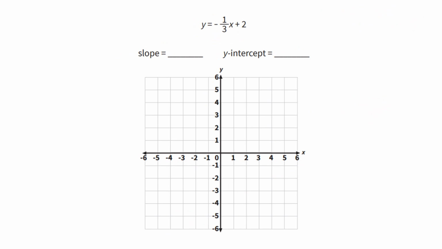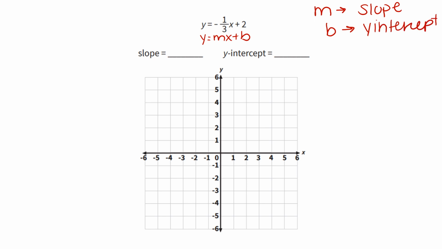Problem 3. We are referencing the slope-intercept form equation, y equals mx plus b, where m is our slope number and b is our y-intercept. Our slope is the negative 1/3 x, and our y-intercept is the positive 2. We graph the y-intercept first for our starting point, 2 on the y-axis.